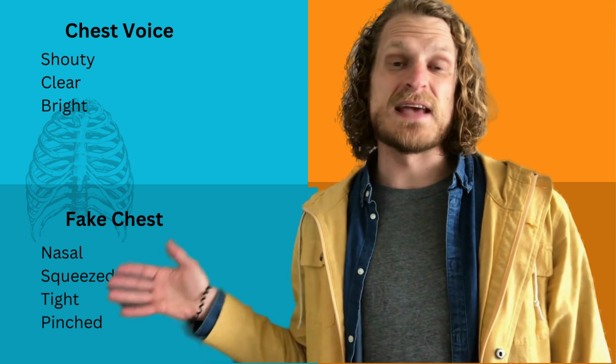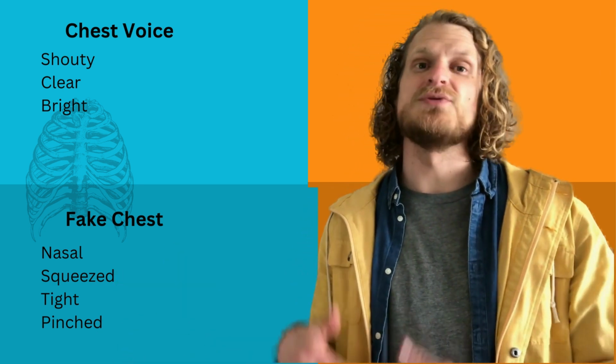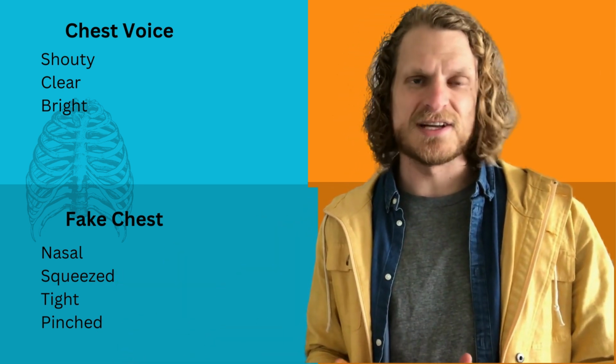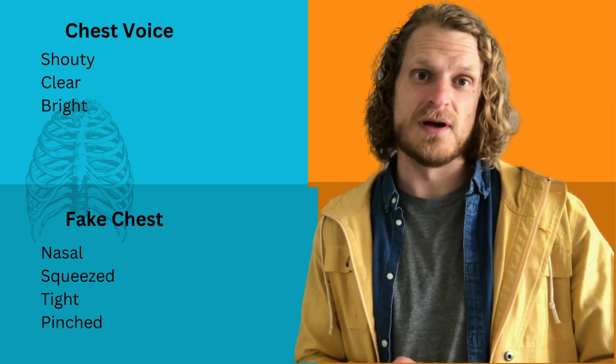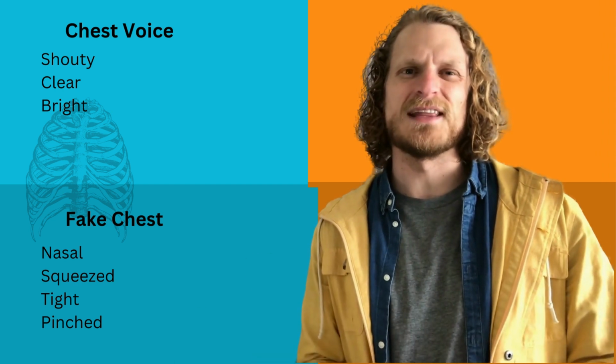Now let's listen to an example of a singer who is using fake brightness and clarity, or what's really called nasality or pinched vowels, to make their voice feel like it's brighter.